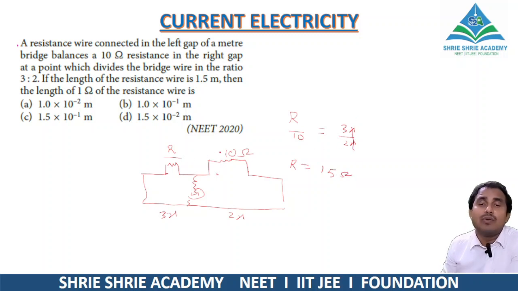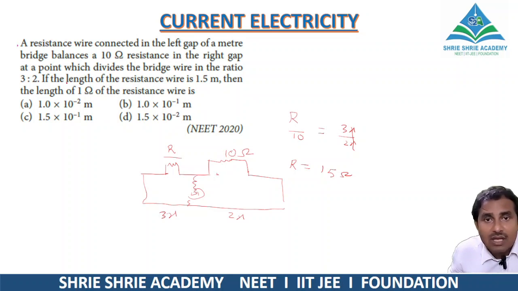Fine. But only the last thing is twisting here. What it is saying is, if the length of the resistance wire is 1.5 meter, it means 15 ohm is the resistance for the 1.5 meter wire, right?